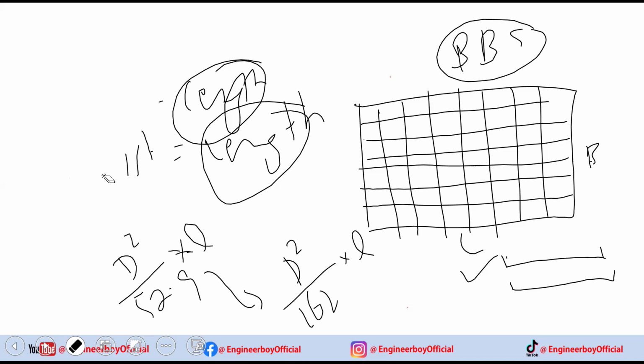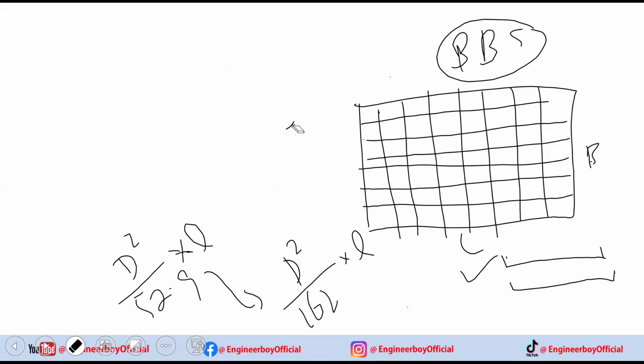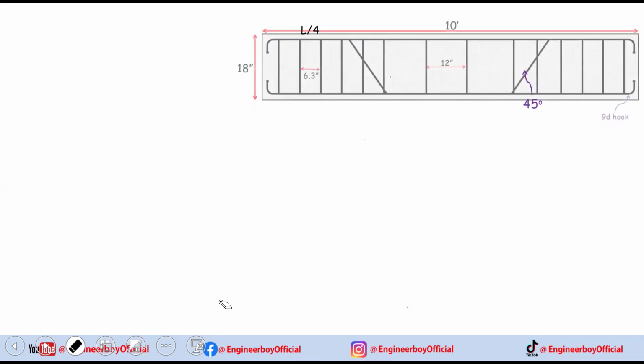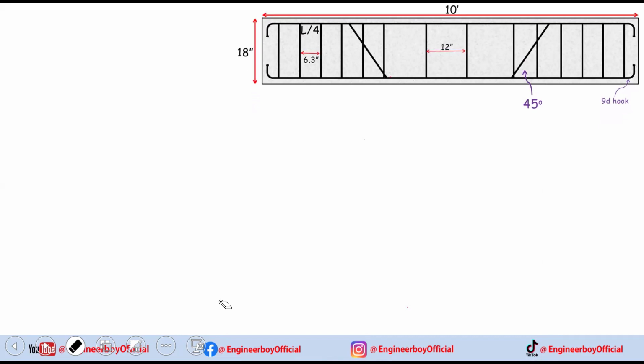Now, I'll have one example manually, and then we will have another example with BBS, so you can understand how we prepare BBS. But before calculating the steel quantity and BBS, it's really important to understand the overall calculation. So I'm going to take just a beam. This is a beam which is 10 feet long. This is the length. And we have some information related to the reinforcement.